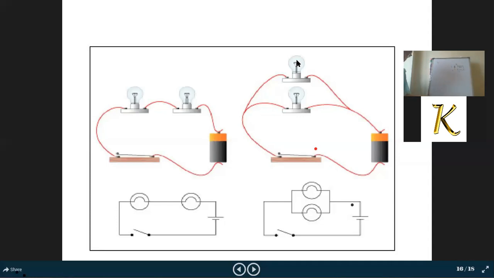Then what will be the current flowing through the conductor equal to? Current is equal to charge upon time. Let I be the current, Q the charge and t the time. So what will Q be equal to? Q is equal to I into t.